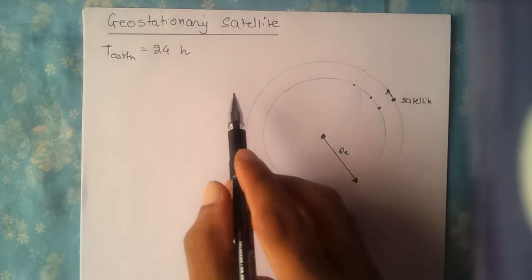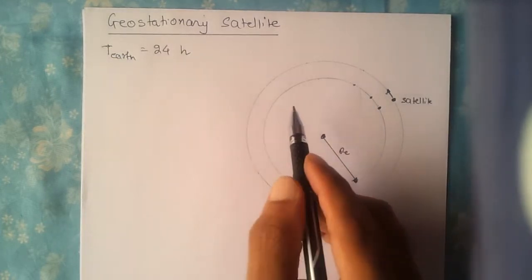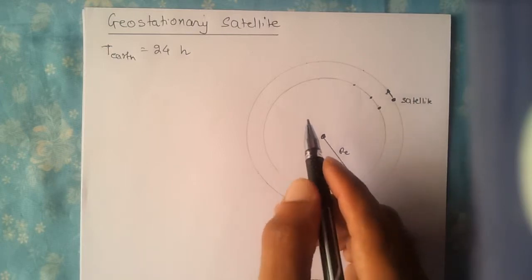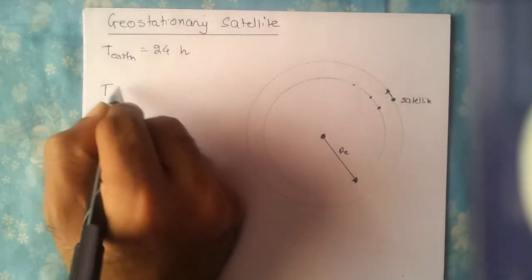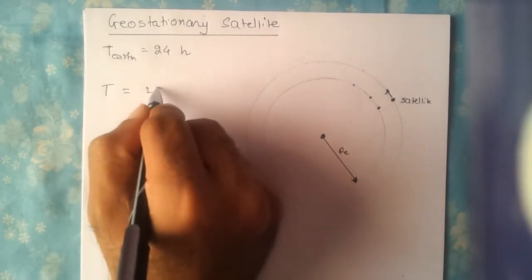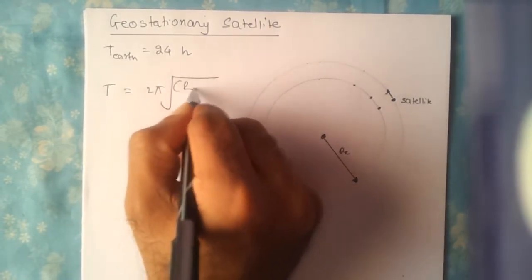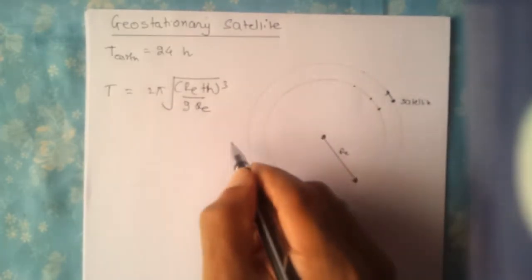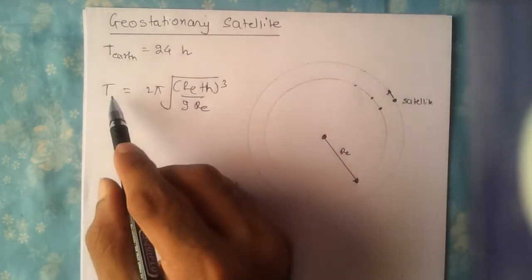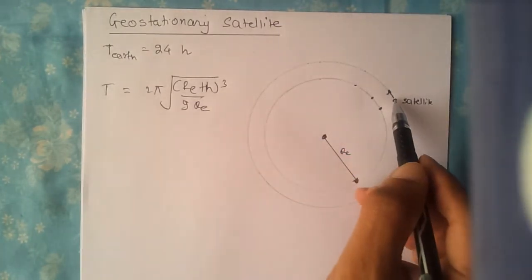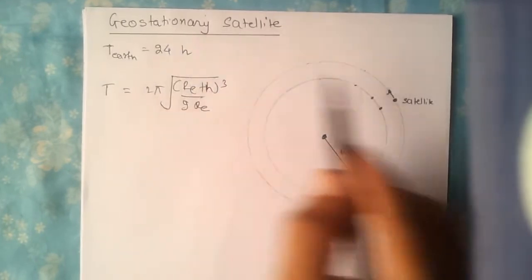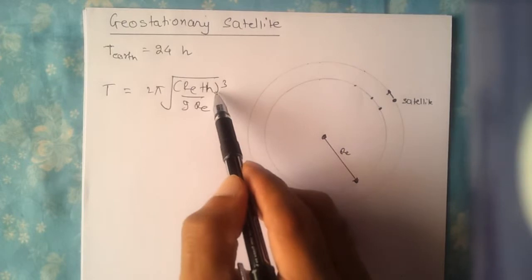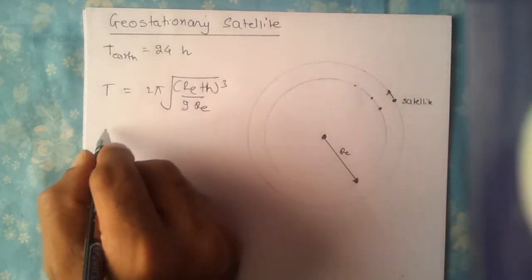Now, in order to calculate the height of a geostationary satellite, we will use the expression for the period of revolution of a satellite at a height h above the surface of the Earth. The expression that we had got was T is equal to 2 pi square root of (RE plus h) whole cube upon g RE square. Now, the time period for this particular satellite is 24 hours because we are talking of a geostationary satellite. So I can take the value of T as 24 hours and calculate h from this.